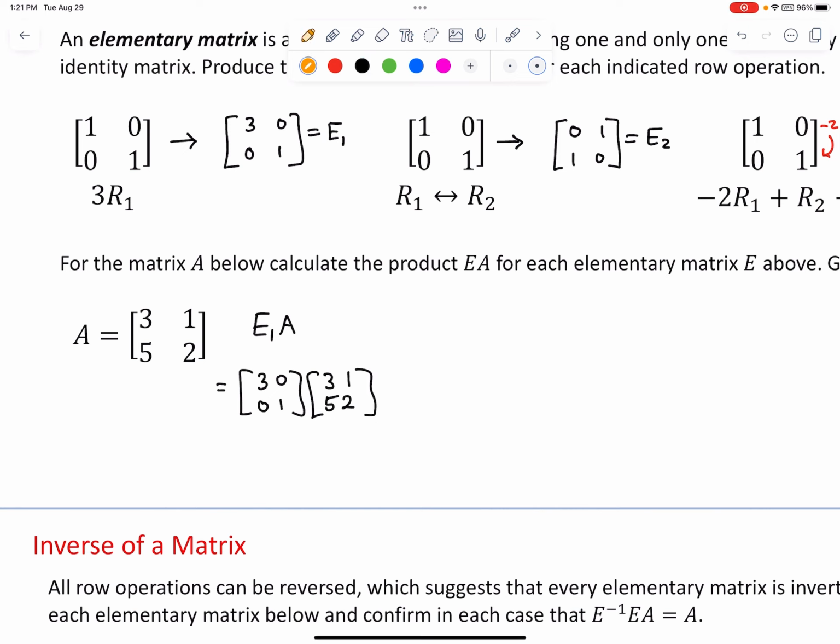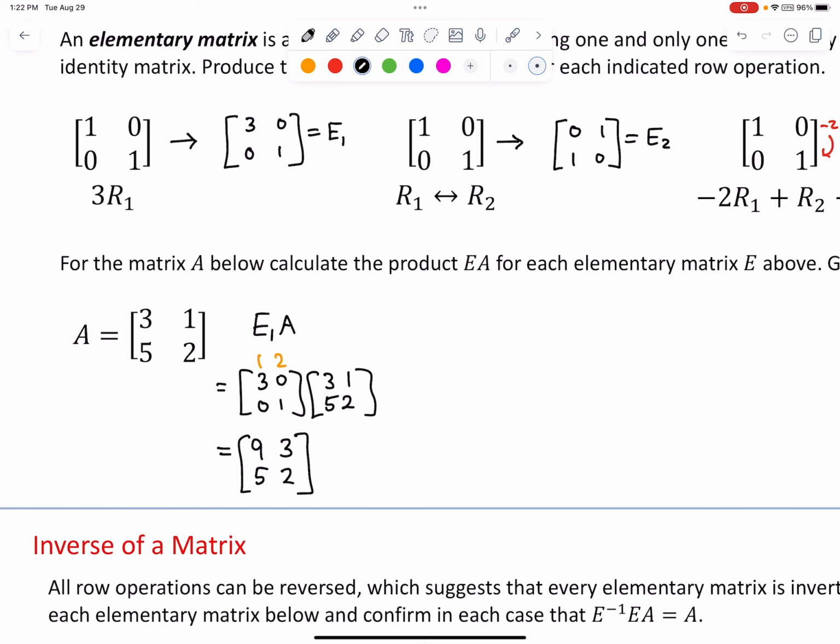Grab the first column of A, which is 3, 5, put that here, drop it down onto the rows, multiply corresponding entries, and add the results. And we're going to get a 9 plus 0, so just 9. And drop the 3, 5 on the 0, 1, we're going to get 5. Now let's take the second column of the matrix A, 1, 2, put it above the columns of E. We get 3 plus 0, we get 3, and then drop them down to the next row, we get 0 plus 2, or just 2.